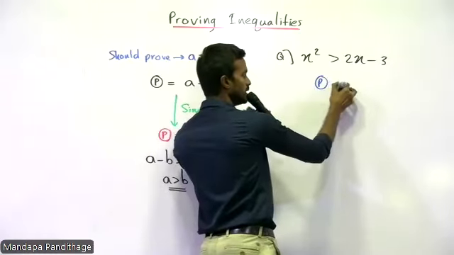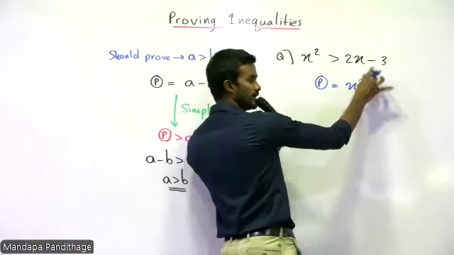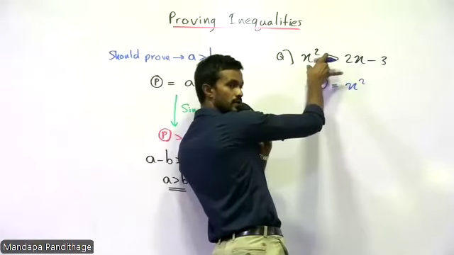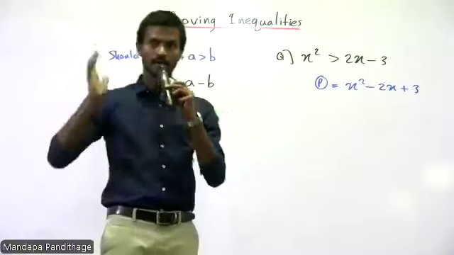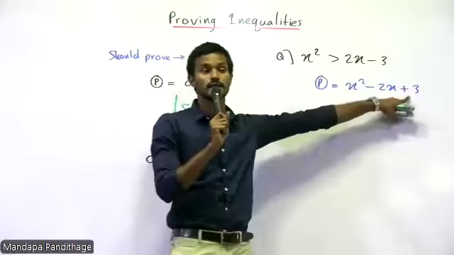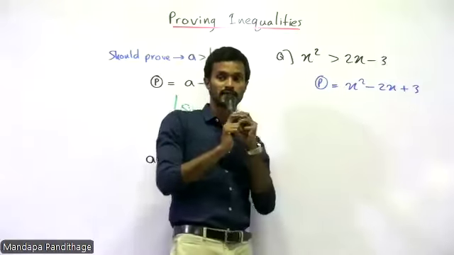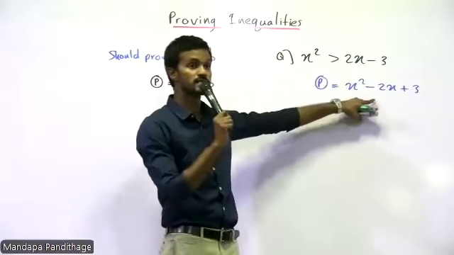Okay, so P. What we should write as P is x squared, and we have to write it when this comes to this side. Now tell me what happens. What is the term that we got when this comes to this side? It's minus 2x plus 3. Clear? It's minus 2x plus 3. So my intention is to show that this is positive.